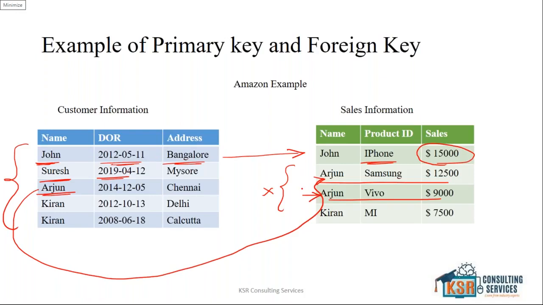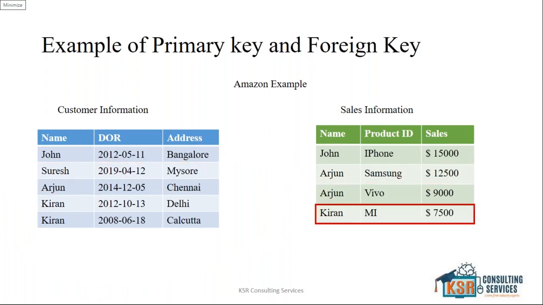Okay, now there comes a challenge. Which Kiran is this? Whether Kiran from Delhi has purchased this phone or Kiran from Calcutta has purchased this phone, you will not be able to tell it. Can anyone tell? Not possible. Not possible to tell which Kiran is. See, in Amazon, there could be n number of customers with the same name. Even the surname, last name, first name, last name, everything will be same.